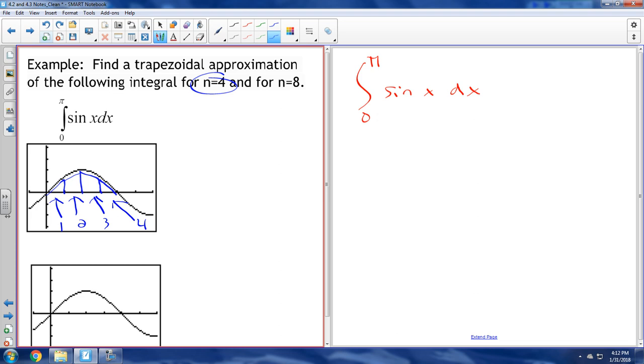So let's talk about that. The smartest thing to do here is to figure out the heights of these trapezoids. So let's look at all the things that matter here. We care about when sine is 0, and we care about when sine is, well, let's look at a couple of these options.